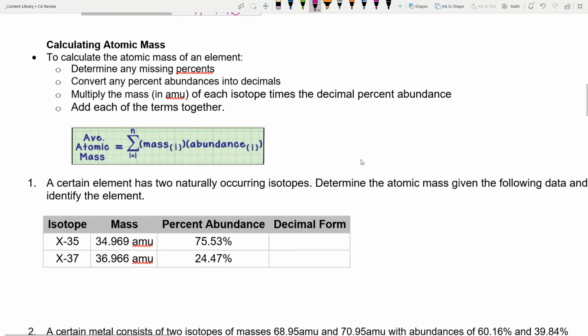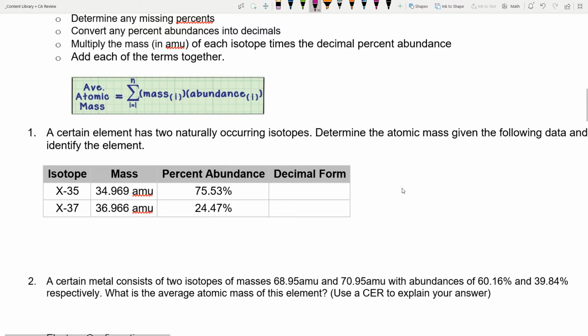Next, we talked about how to calculate atomic mass in Unit 1, and this is one that gave some people a little bit of trouble because it does involve percents and multiplications. So I'm going to hopefully show you again, and it'll come back to you relatively quickly. So to calculate the atomic mass of an element, you determine any missing percents. You'll convert the percent abundance into decimals, multiply the masses times the decimals, and then add each of these terms together. Okay, so it's basically saying I have this much mass, and it makes up this much of the isotope, and then add all of that together, and I get the total.